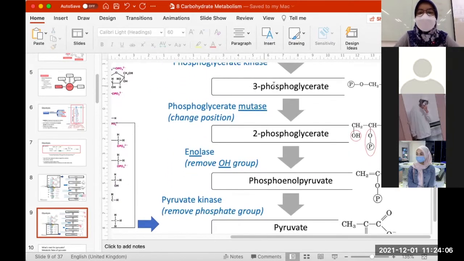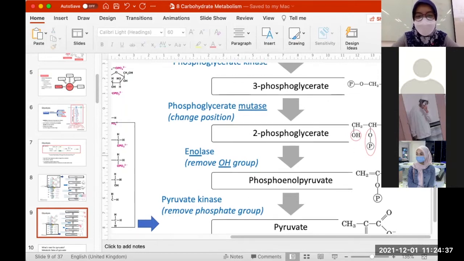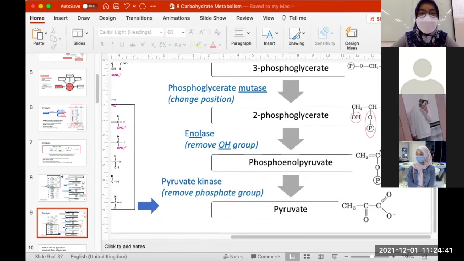Okay. So this 3-phosphoglycerate then undergoes a reaction. If you observe, there's changes in this position. This phosphate group over here and this OH group here, they switch position. That is catalyzed by phosphoglycerate mutase. So now this phosphate group is in the second carbon, so it's 2-phosphoglycerate. This 2-phosphoglycerate will undergo a reaction and form phosphoenolpyruvate. This step is catalyzed by enolase, with removal of the OH group over here. So we have phosphoenolpyruvate. And finally, a kinase will remove this phosphate group and form pyruvate.